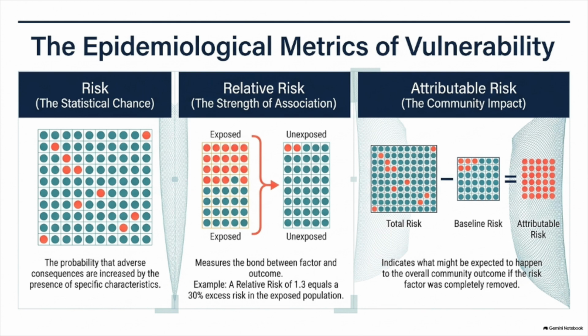Risk itself is the statistical chance, the probability that adverse consequences are increased by the presence of specific characteristics. Relative risk measures the strength of association, the bond between a factor and an outcome, comparing exposed and unexposed groups. For example, a relative risk of 1.3 equals a 30% excess risk in the exposed population. Attributable risk measures the community impact, indicating what might be expected to happen to the overall community outcome if the risk factor was completely removed, calculated as total risk minus baseline risk.